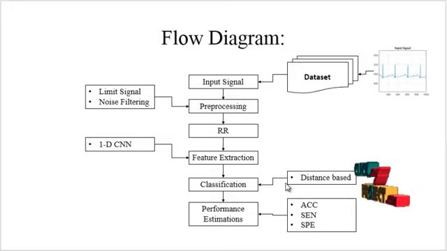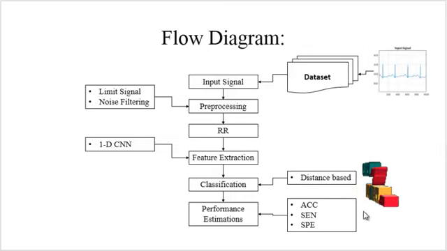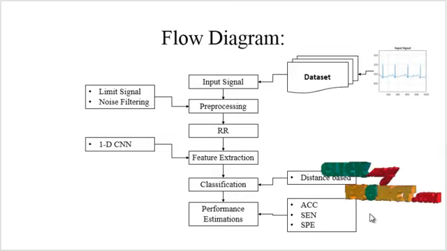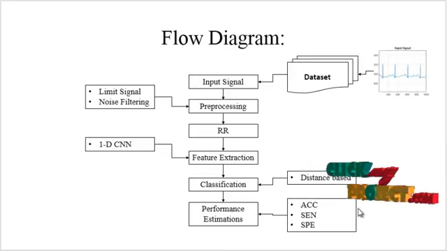After that, we move on to the final stage of the process, which is the performance estimation. In this performance estimation, we have three kinds of performance parameters: accuracy, sensitivity, and specificity. Based on these three parameters, we can justify whether our process is efficient or not.